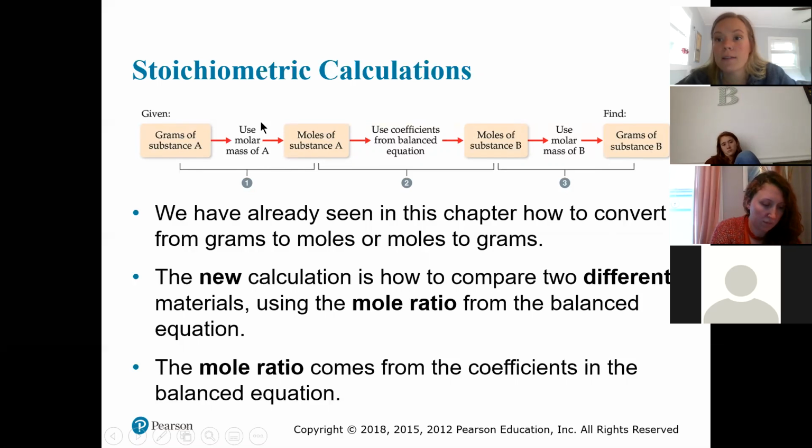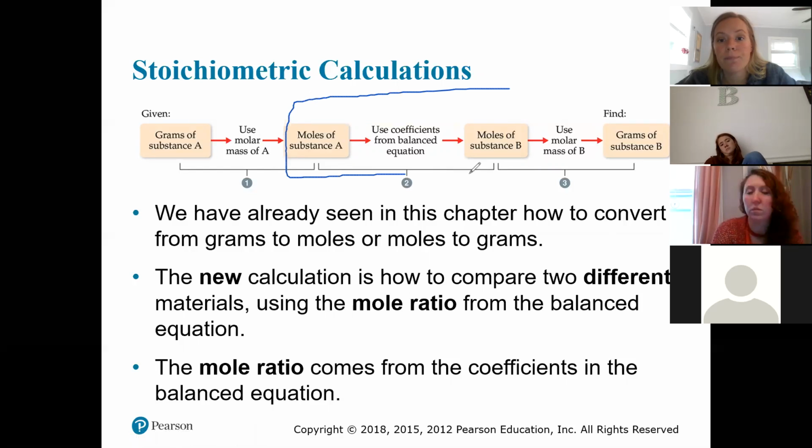How do we get from grams of A into moles of A? We just use the molar mass of our compound A. How we get from moles of A into moles of B, this step here is the new step. This is the stoichiometry. We use the coefficients from a balanced chemical equation to relate A to B.